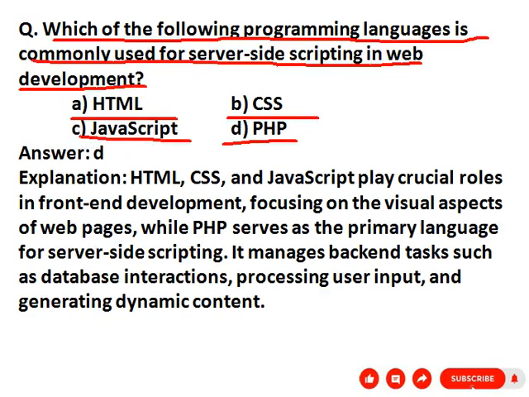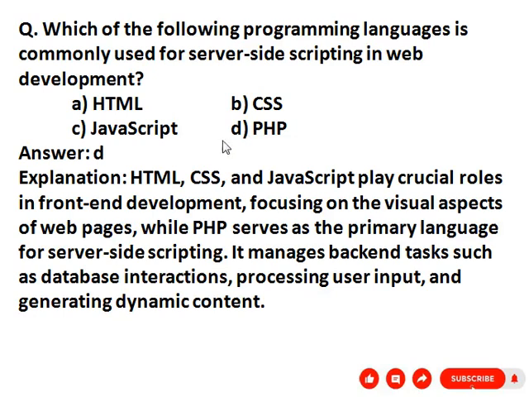Here, correct answer is option D, PHP. So, HTML, CSS, and JavaScript play crucial roles in front-end development, focusing on the visual aspects of web pages, while PHP serves as the primary language for server-side scripting. It manages backend tasks such as database interactions, processing user input, and generating dynamic content.